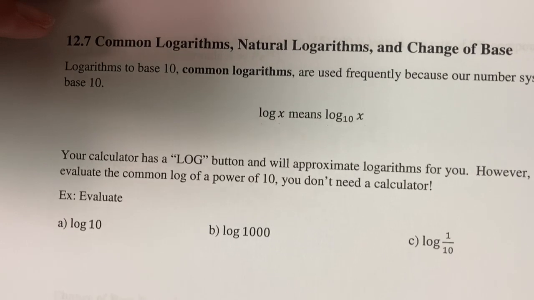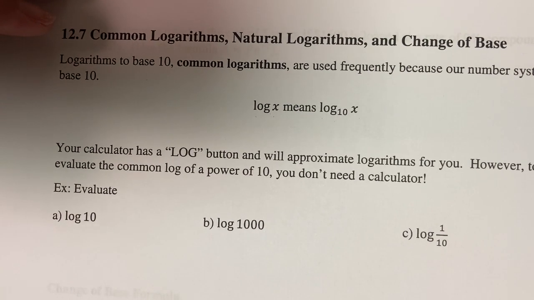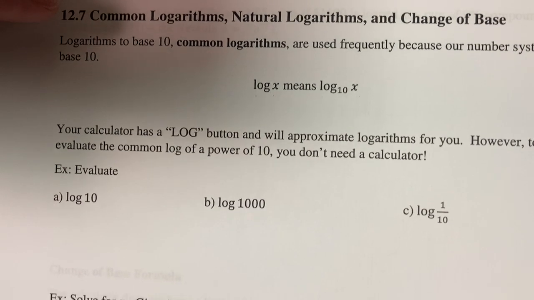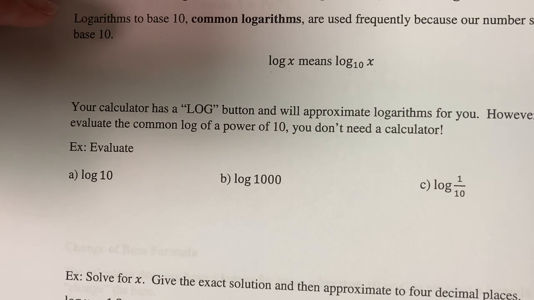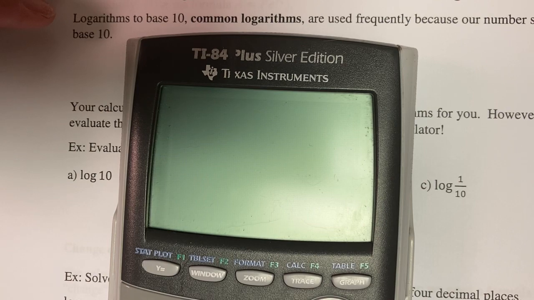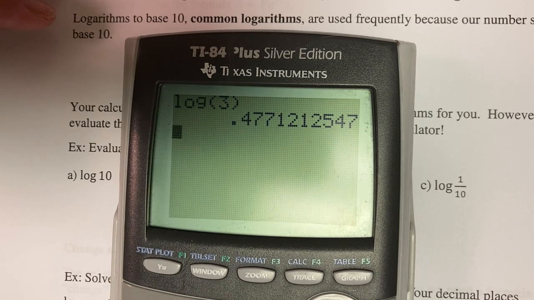So your calculator has the log button and will do approximation of logs for you. However, to evaluate the common log of a power of 10, you don't need a calculator. So for example, if I wanted the log of anything, let's say I wanted the log of 3, I would just press the log button, pop a 3 in there, and it would approximate the answer for me.